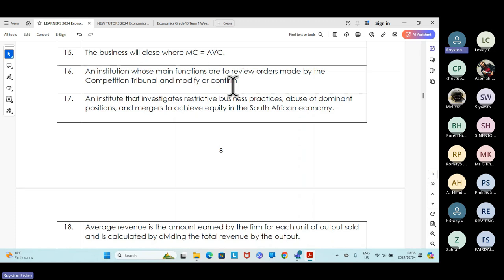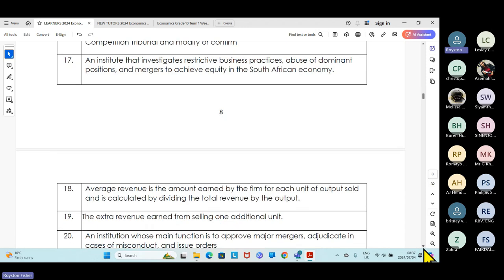So we've got three ways that we go about when dealing with the competition. We've got the Competition Tribunal, Competition Commission, and the Competition Appeal Court. So those are the three institutions that we need to work with when we are working with competition.